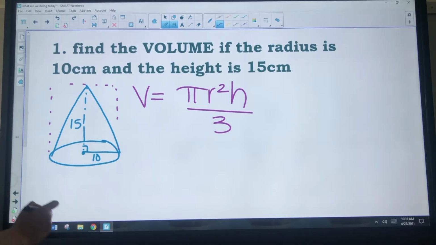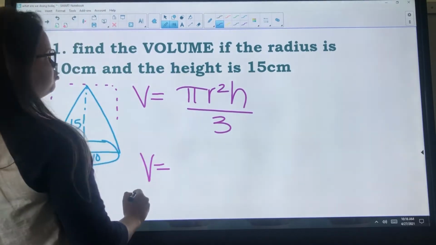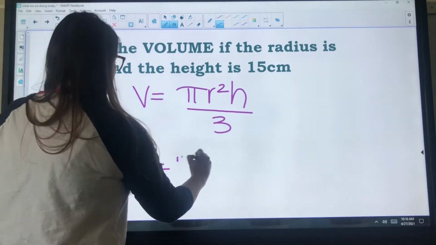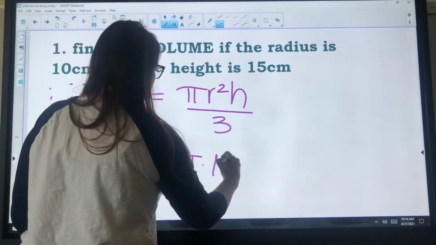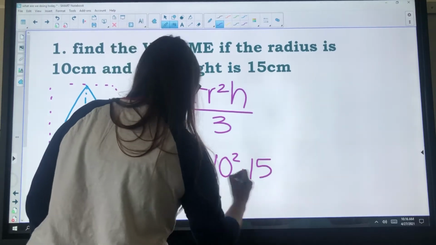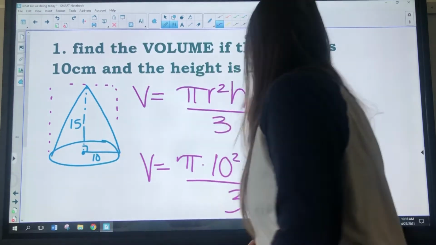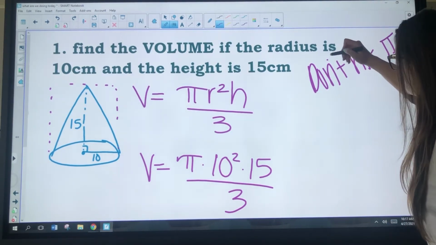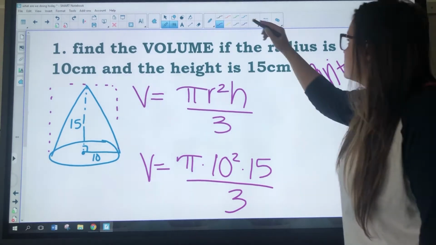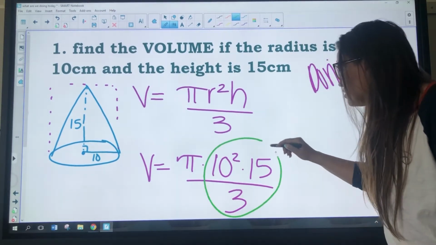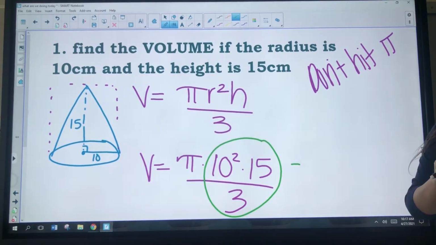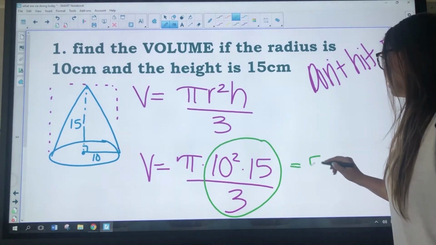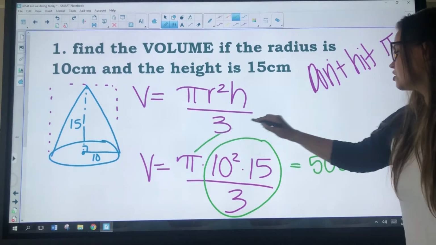All right, now you just plug your numbers in. Pi times 10 squared times 15, all divided by 3. Again, don't hit pi. I'm just going to keep writing it every single time. You're just hitting 10 squared times 15 divided by 3. And it's a nice, pretty 500. And your pi just goes at the back of your answer.